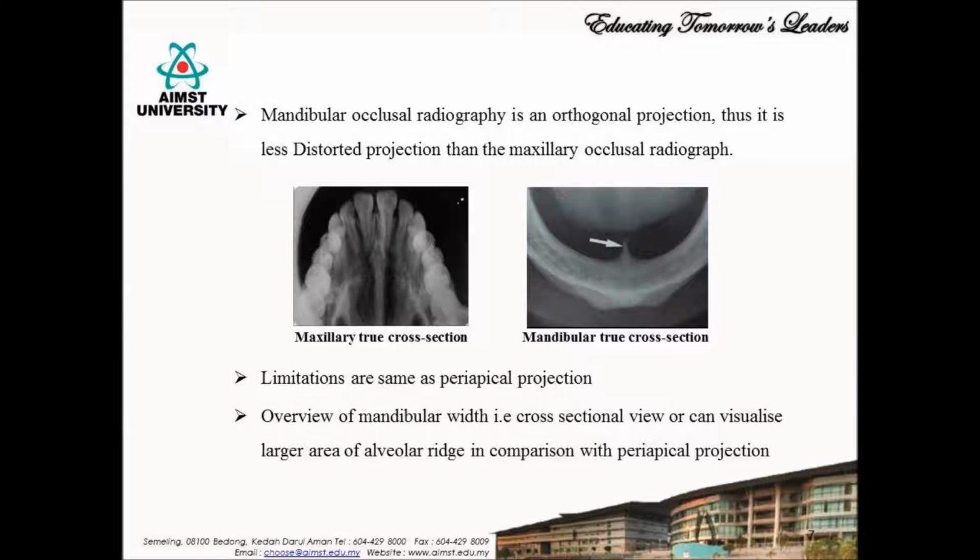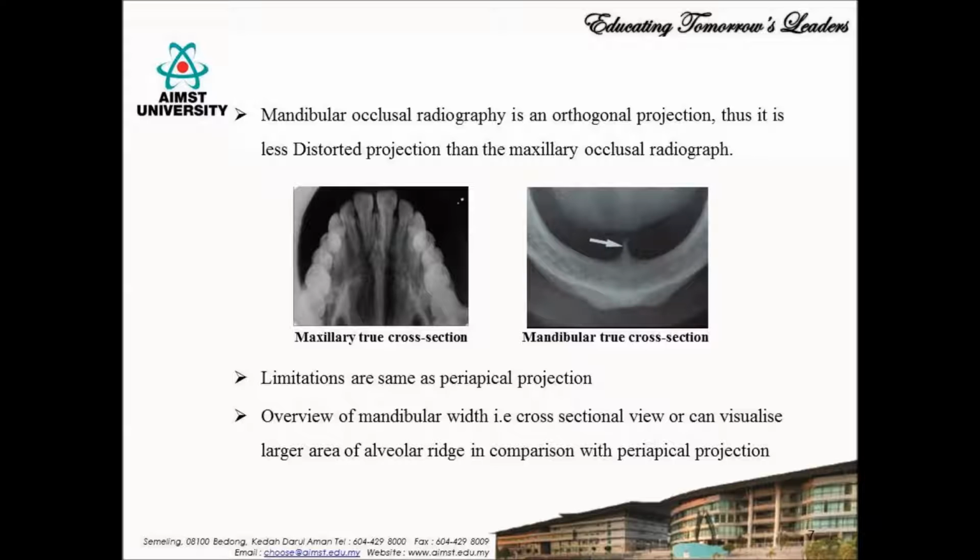Maxillary occlusal radiographs are inherently oblique and so they are distorted. Because of this, they are of no quantitative use in implant dentistry, either for determining the geometry or the degree of mineralization of the implant site. Mandibular occlusal radiography is an orthogonal projection, thus it is a less distorted projection than the maxillary occlusal radiograph.